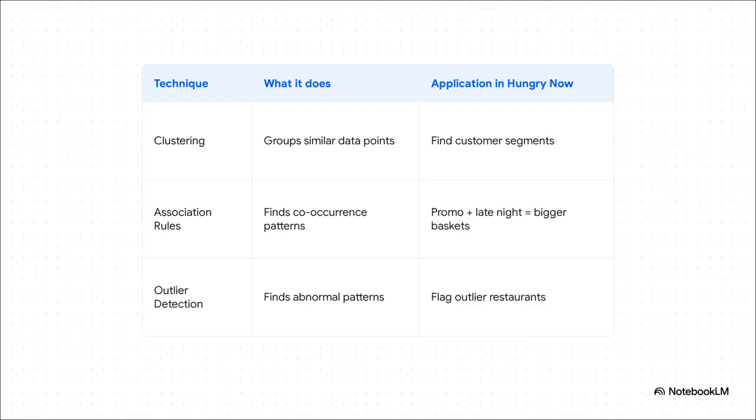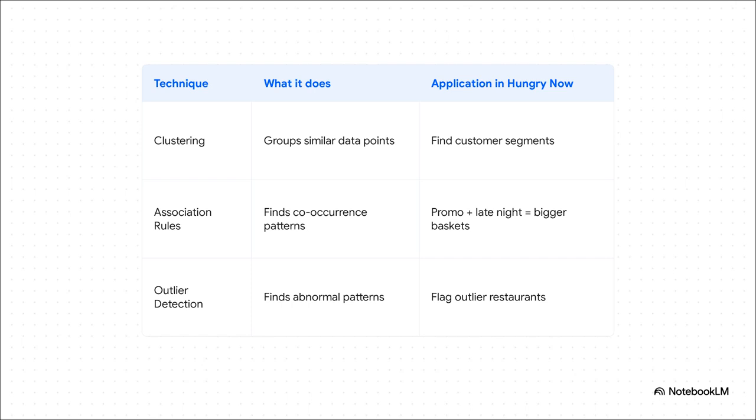And here's a look at the actual tools we used. With clustering, we didn't just see a blob of customers, we discovered these really distinct groups, like a segment we called the late-night snackers, who were driving those crazy evening peaks. Then, association rules showed us that when these snackers used a promo code, their order sizes got bigger, which meant longer prep times at the restaurant. And finally, outlier detection immediately flagged two specific restaurants that were consistently struggling during these rush hours.